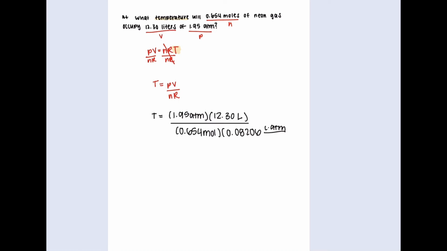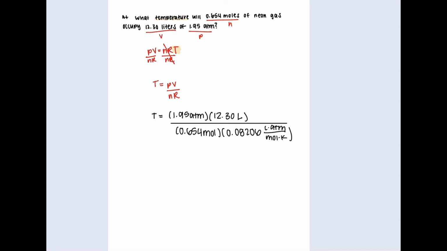Liters times atmospheres over moles times Kelvin. So that's all 1 unit for the gas constant. Okay, now before we put this into our calculator, because we are not going to do this in our head, I want you guys to see the units and how they work out. We know that we're looking for temperature, so our final unit should be K. So meaning we should only be left with K.